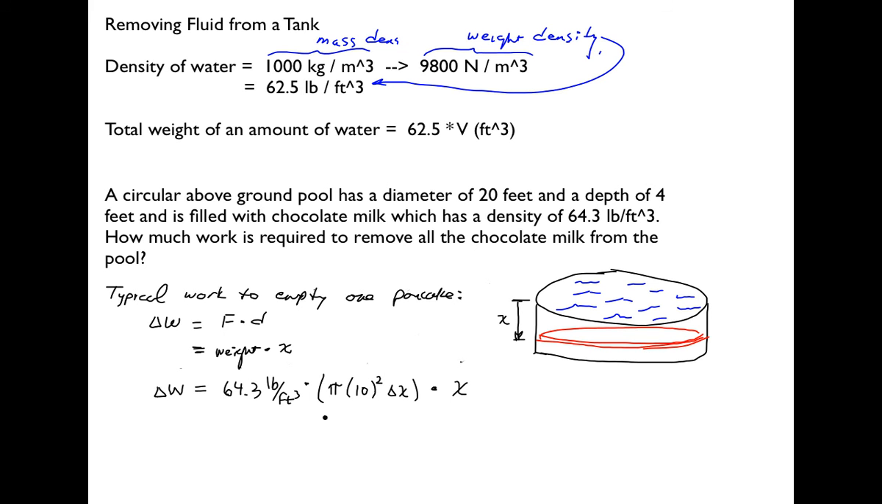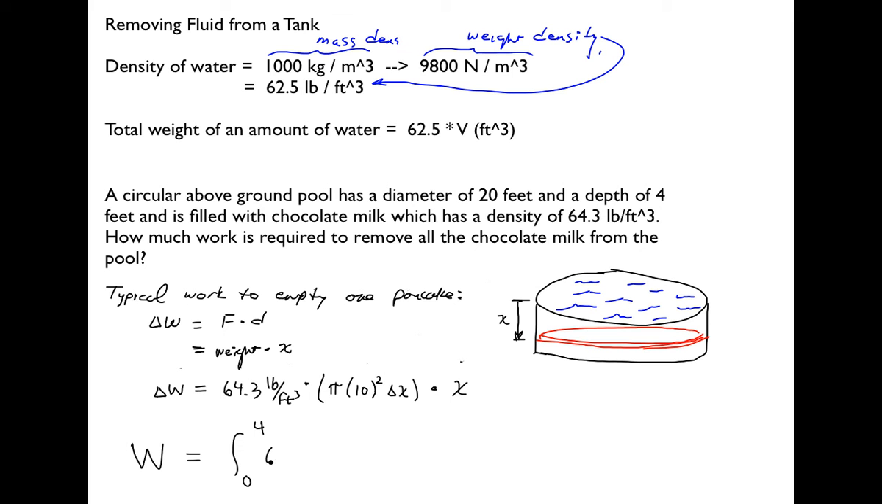So then the total work is going to be the work for all the layers, starting at 0 until 4. So we're going to have all the layers starting at 0 down to 4, and they're going to go a distance of x, and they're going to have this weight.